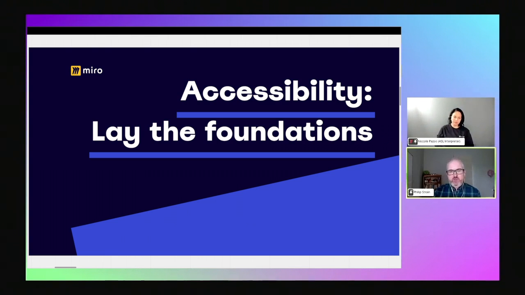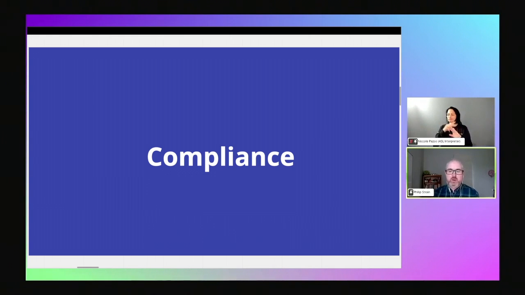So how do we approach accessibility for a project such as Miro? The first step is to lay the foundations. And so what we're going to talk about now is how we think about laying the foundations for our accessibility program at Miro. The very first step for any accessibility program is to think about compliance. So what do we mean by compliance?